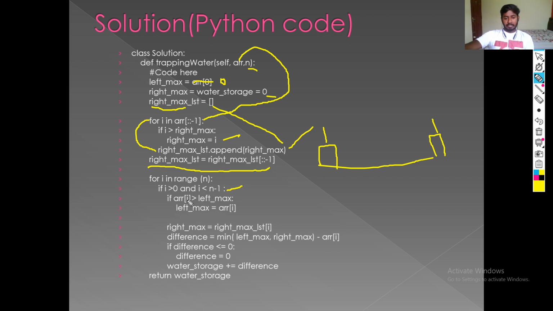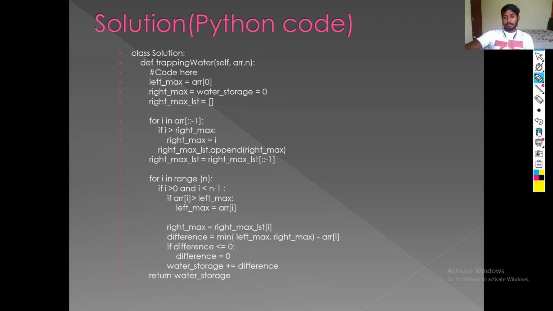After that, I'm calculating left max on the go. I'm doing this one, and for right max I get the values from the right max list and calculate the difference. The difference is the minimum of both values minus the current element. If the difference is less than 0, as I said previously, we make it 0. Then water storage is plus equal to difference, water storage plus the difference value, and return the water storage.